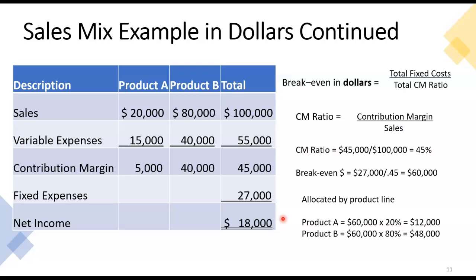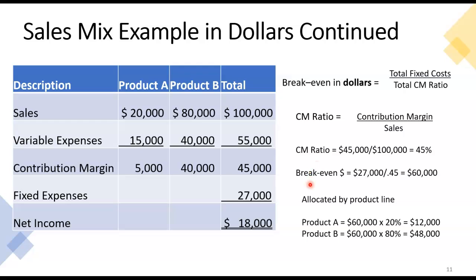So if we want to calculate our break even, we take our total fixed cost divided by our total contribution margin ratio. And to get our contribution margin ratio, we just divide our contribution margin in dollars by our sales number. So let's calculate that first. So we've got $45,000 as our contribution margin in dollars, and we're going to divide that by our total sales of $100,000. So that's going to give us a contribution margin ratio of 45% for the company as a whole.